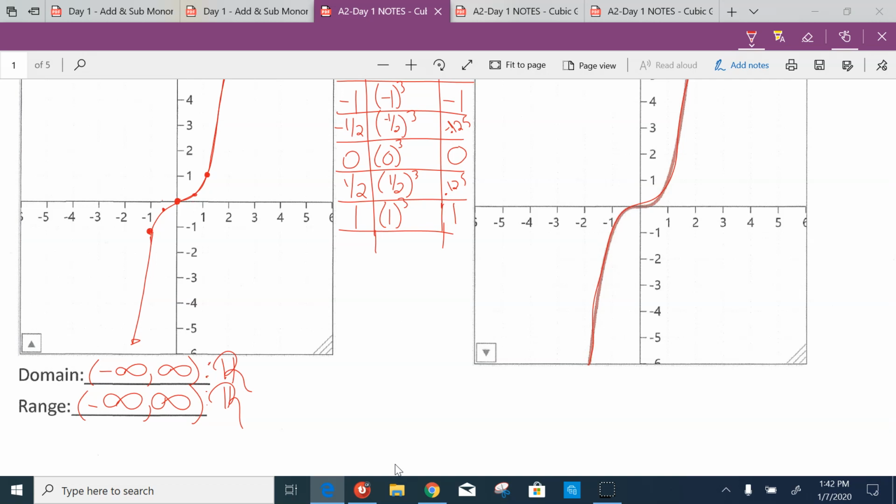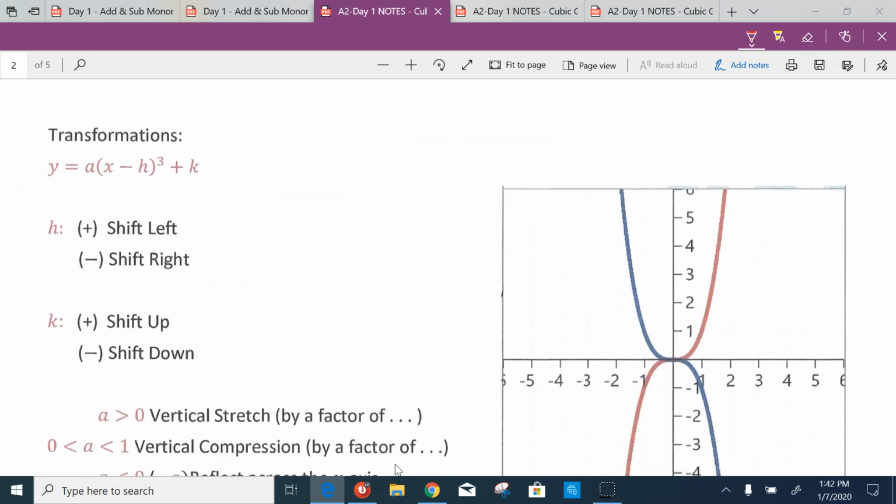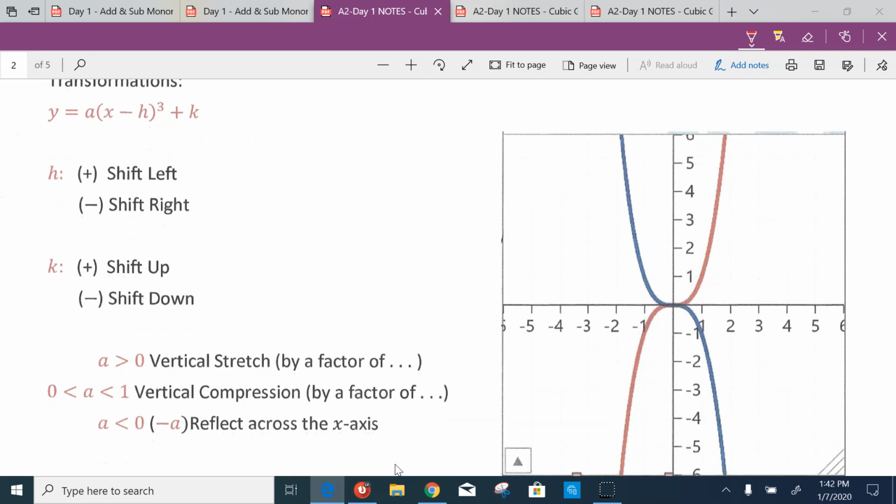That's why we have all the real numbers for the domain and range. Moving on to the next page. Now here we talk about the transformations. Just like all the other parent equations, it behaves the same exact way.